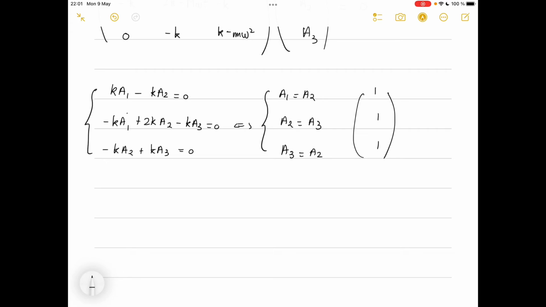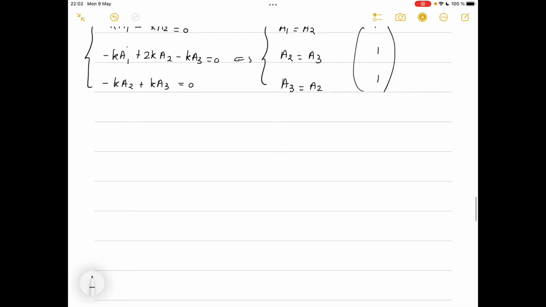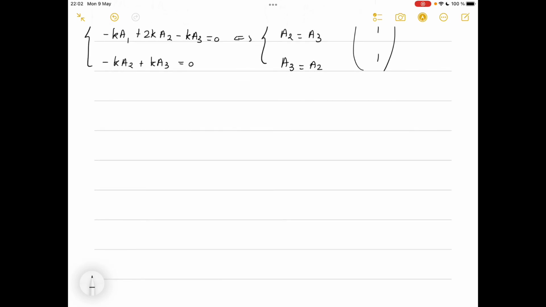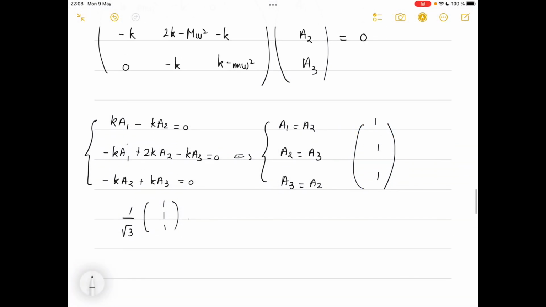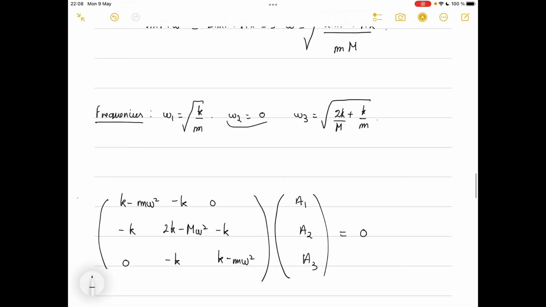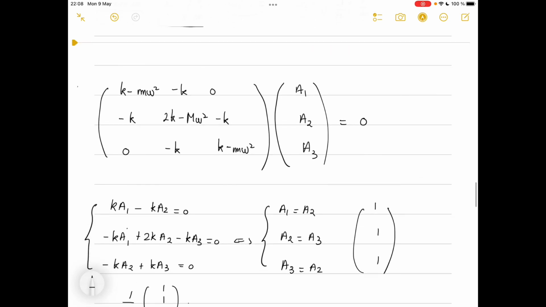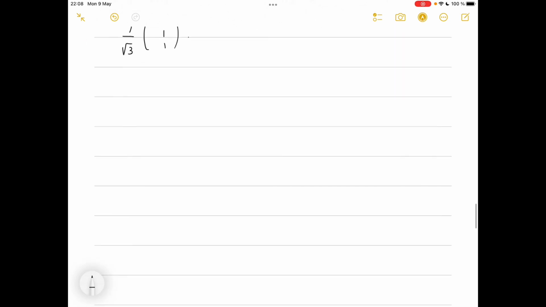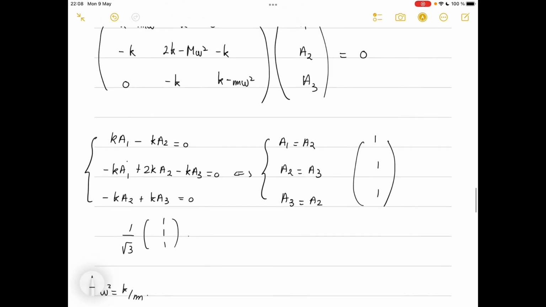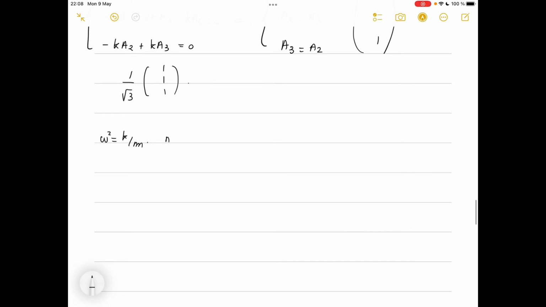We could try to normalize this by computing its magnitude. So we'd have 1 over root 3 times (1, 1, 1). Okay, so we found our first normal mode. Then if we take the case where omega equals square root k over m, we see that omega squared is just k over m.